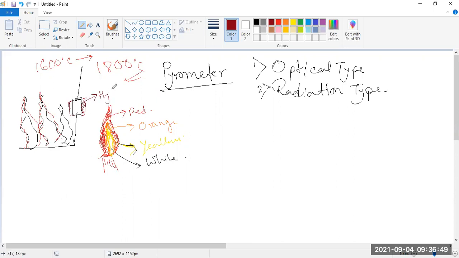This is hydrogen enameled. Okay. So what happens? A light beam is coming from this glass window. And there is our pyrometer. Pyrometer looks like this.